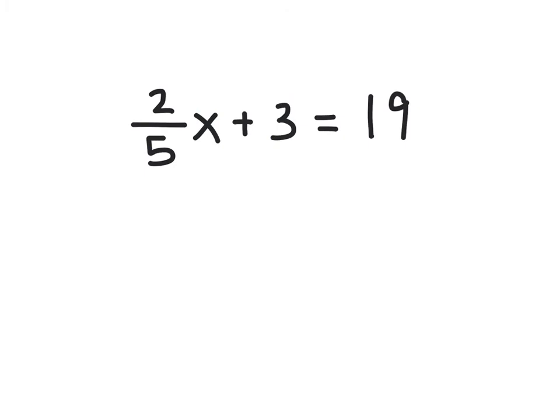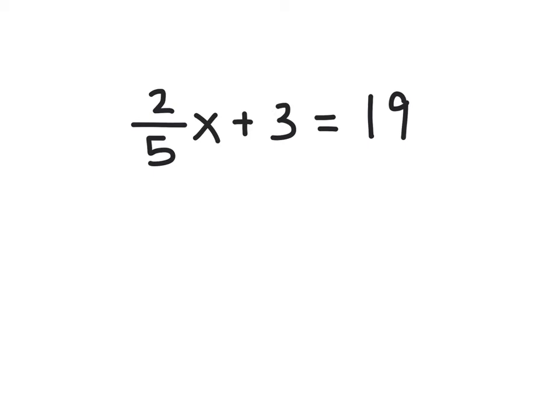Let's take a look at this problem. Now, often when kids see this problem, they think it's harder than what it is. So if I were to make this problem look similar to what we've been working with, it could be something like 2x plus 3 equals 19. So if we were to solve this equation, by now we kind of recognize that we would subtract 3 from both sides. And then we would end up with 2x equals 16.